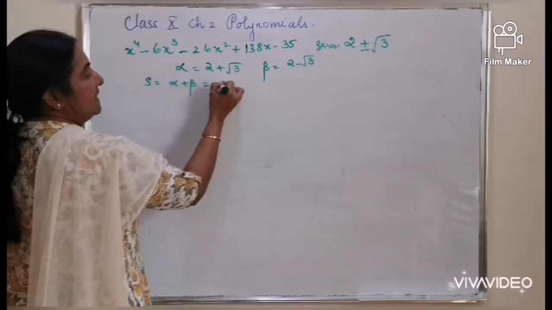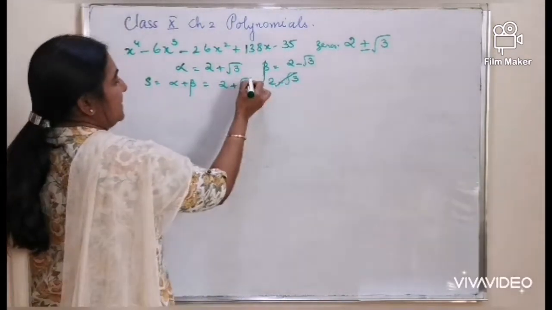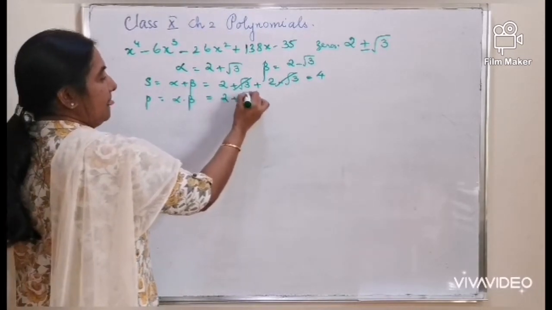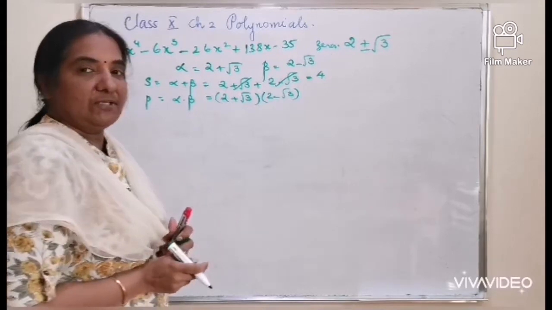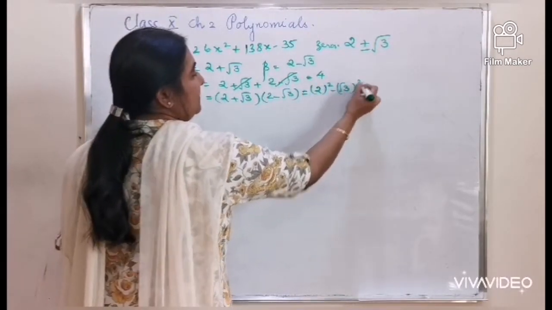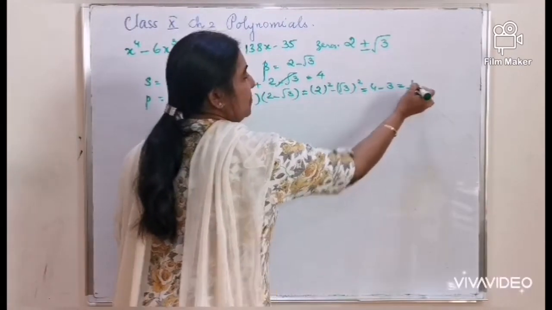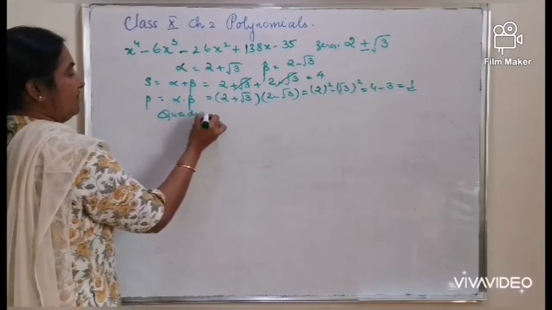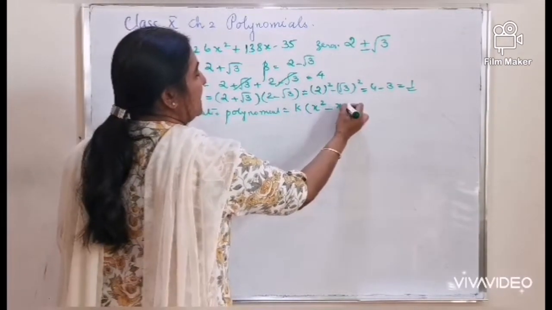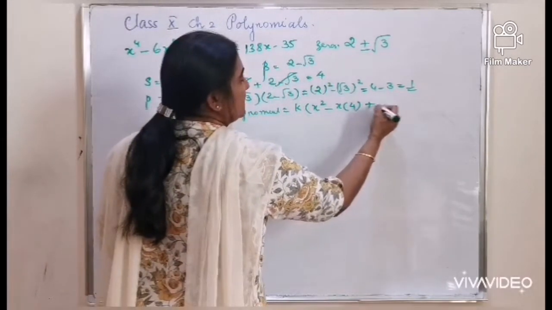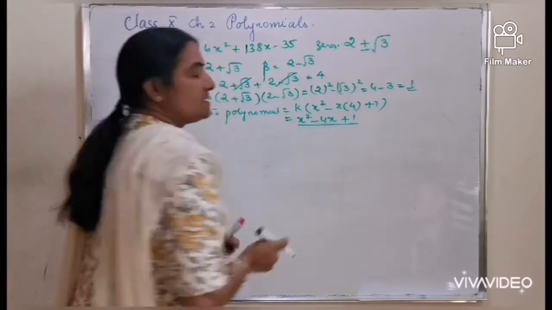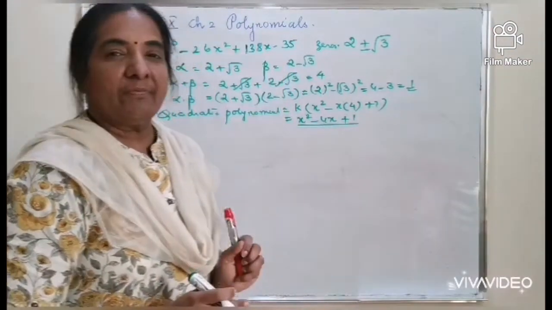Sum is equal to alpha plus beta, 2 plus root 3 plus 2 minus root 3, and the sum value is positive 4. Product is equal to alpha into beta, 2 plus root 3 into 2 minus root 3, based on the identity a plus b into a minus b. It is a square minus b square, which is giving the value 4 minus 3 as 1. Thus, the quadratic polynomial is equal to k into x square minus x into sum of zeros, which is 4, plus product of zeros, which is 1. The value of k is 1, or the polynomial is x square minus 4x plus 1. The remaining procedure remains the same as we were doing.